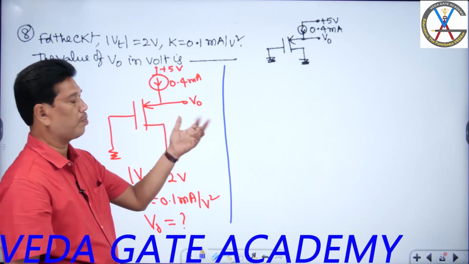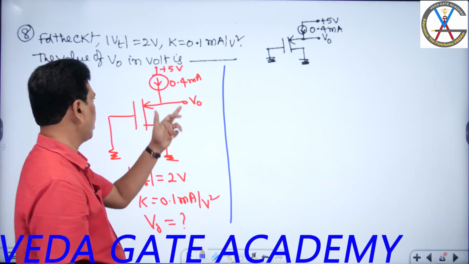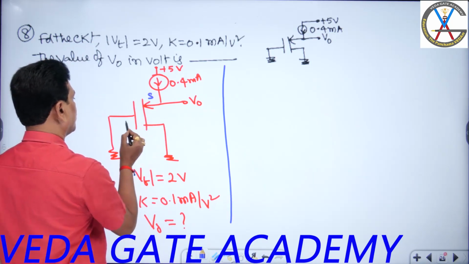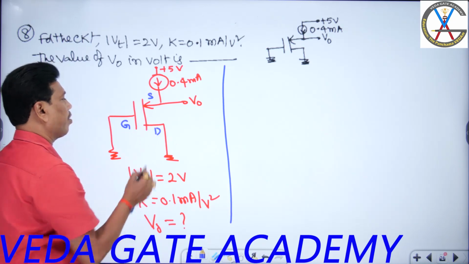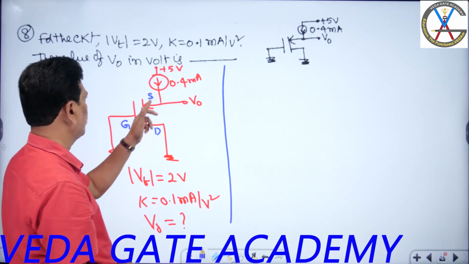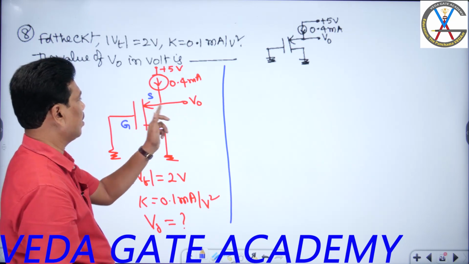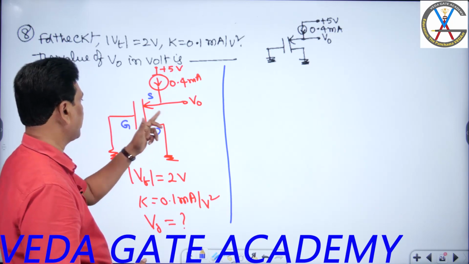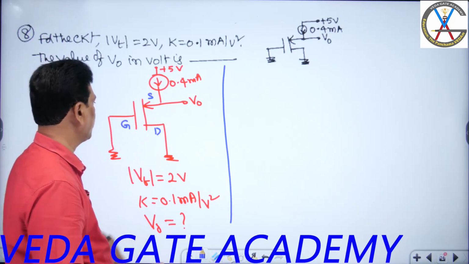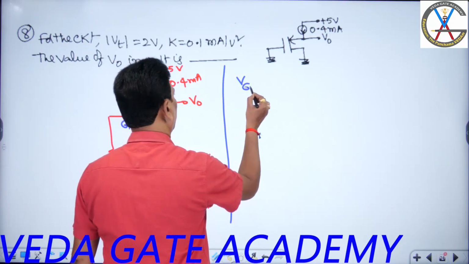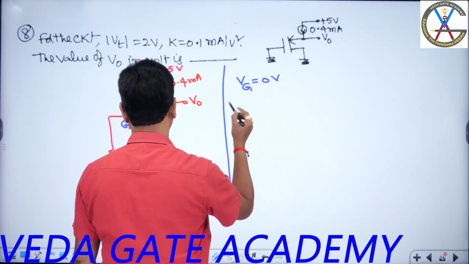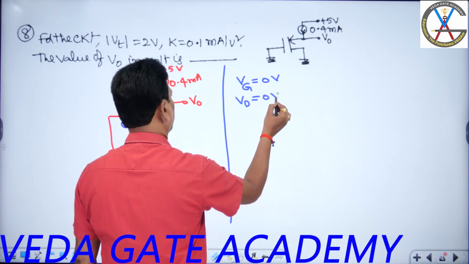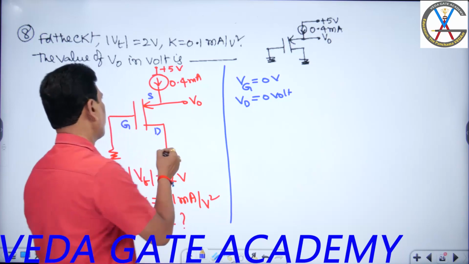Let us see this now. First of all, I can examine which mode it is. This is the source, this is the gate, this is the drain. Gate potential is 0. Source potential is V0. Drain potential is also 0. If I compare the gate and drain potentials, VG equals 0 volt and VD equals 0 volt.